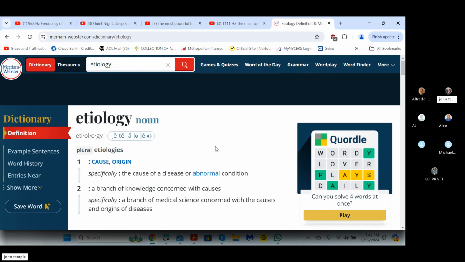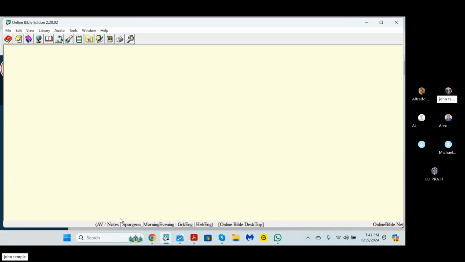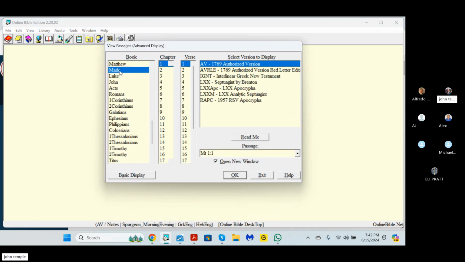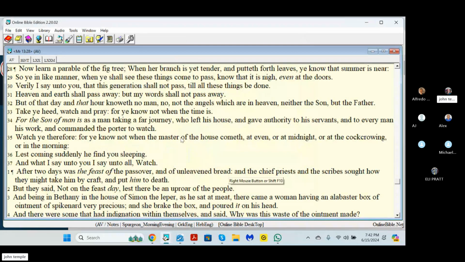The parable of the sprouting fig tree, by which one knows that summer is at hand, and that's in Mark 13:28. You guys are so small. Now learn a parable of the fig tree: when her branch is yet tender and putteth forth leaves, you know that summer is near, right?